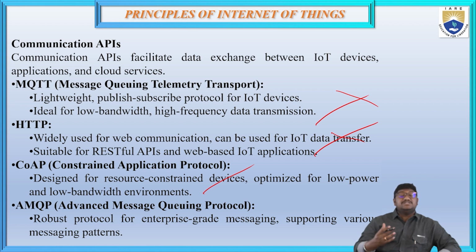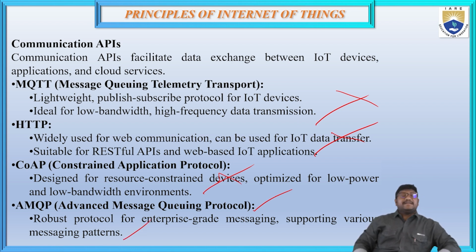Coming to CoAP, the Constrained Application Protocol, which is purely designed for resource-constrained devices and optimized for low power and low bandwidth environments, guys. And coming to AMQP, Advanced Message Queuing Protocol, this is the protocol which provides a robust, enterprise-grade messaging and also supports various kinds of message patterns. That is what Advanced Message Queuing Protocol is.